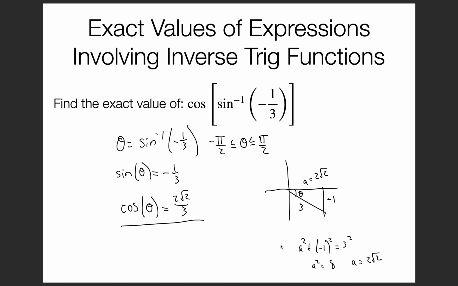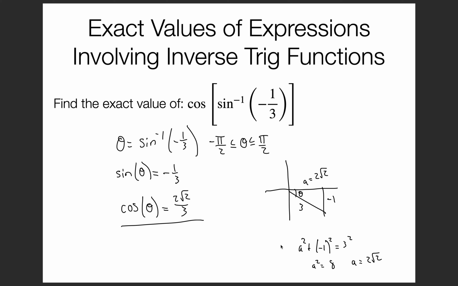And where is sine negative? Well, everything's positive in the first, so it must be that theta lies in the fourth quadrant. So that's why I've drawn the triangle over on the right in the fourth quadrant, because of that information. And so I have that the sine of theta is equal to negative a third, and so the opposite side must be a negative 1, because the hypotenuse is never negative, and the hypotenuse is 3.